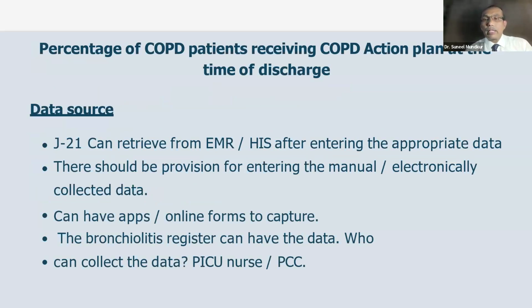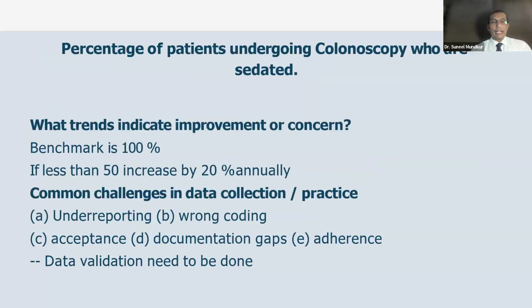There should be provision for entering the manually or electronically collected data. You can have apps or online forms to capture it. The bronchiolitis register can have the data. We can have a bronchiolitis register to capture all the patients of bronchiolitis. And who can collect the data? It's a PSU nurse or patient care coordinator who can collect this data and give it to the pediatricians for analyzing the data. Again, the benchmark is to be 100%.